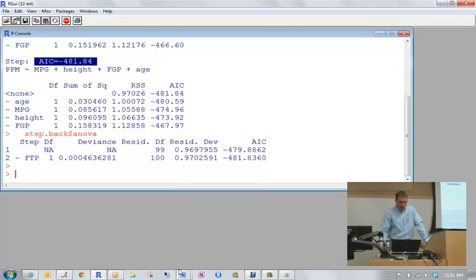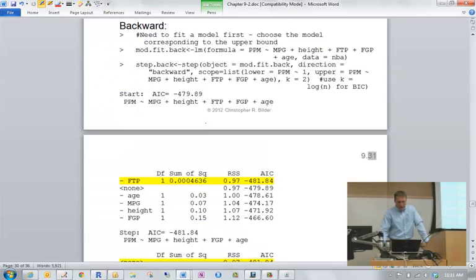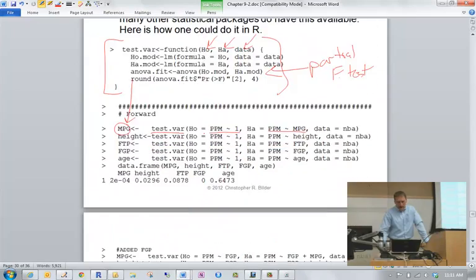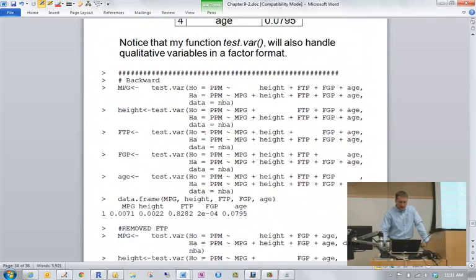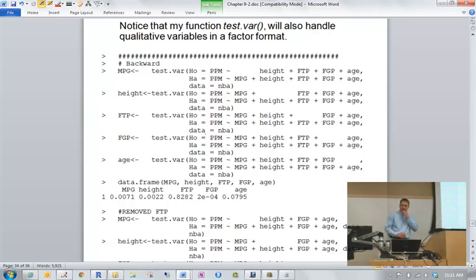Okay, well, we could also approach this using the hypothesis test. So let's just briefly look at that. This is located on page 934. If you remember, I constructed a function called test.var, which allows you to do hypothesis tests. So in this particular case, if I start with a model that has all the variables in it, I look at, well, what happens if MPG is removed?